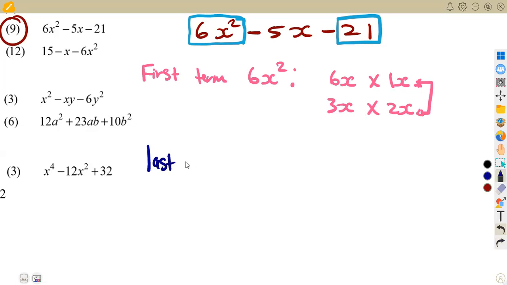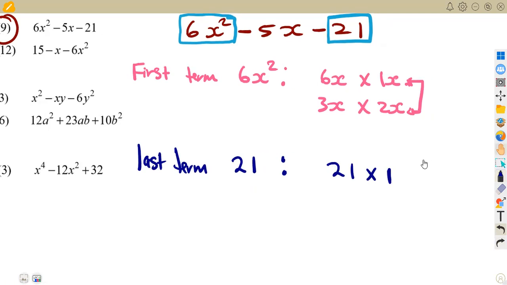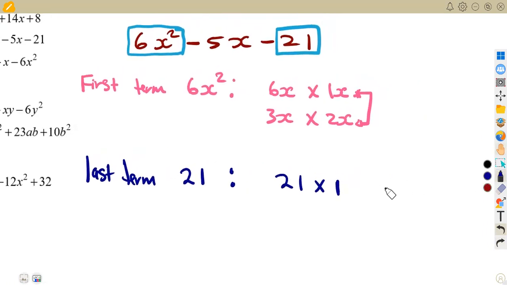So on the last term, what is our last term? Our last term is 21. What are the products of 21? So the first number that you're supposed to think definitely is supposed to be 21 and what? And 1. That is the first number that you must think of, 21 and 1. Then we interchange. The moment we think of 21 and 1, we must also think of what? 1 and what? And 21.